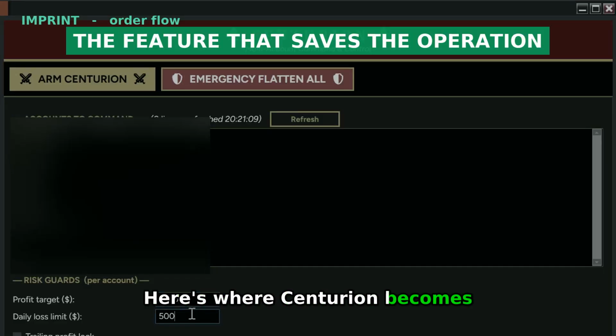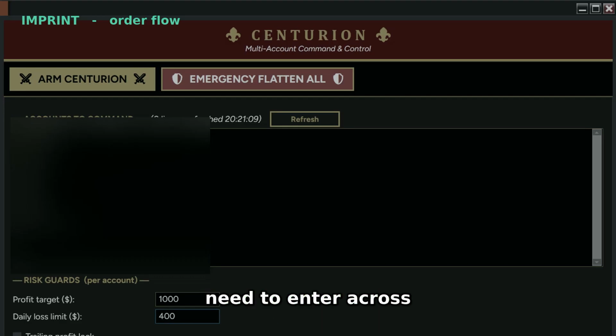Here's where Centurion becomes more than a copier. Because in multi-account trading, you don't just need to enter across accounts. You need to stop across accounts, automatically, before emotion gets a vote, before a bad trade becomes a bad morning, and a bad morning becomes 10 failed accounts. Centurion lets you set daily loss limits and risk boundaries before the session starts. You define the rules while you're calm. Then if those rules are hit, Centurion can flatten positions, cancel orders, and lock the accounts out for the rest of the day. When you trade one account, a risk rule protects that account. When you trade 10 copied accounts, the risk rule protects the business.